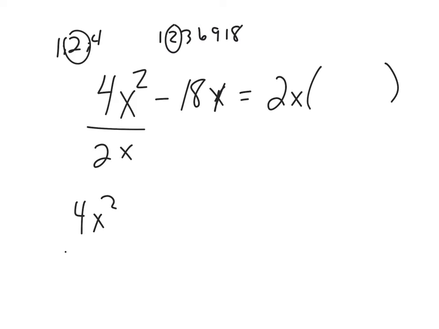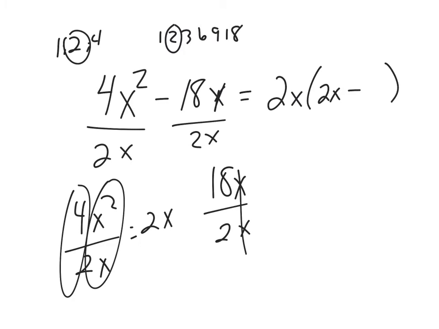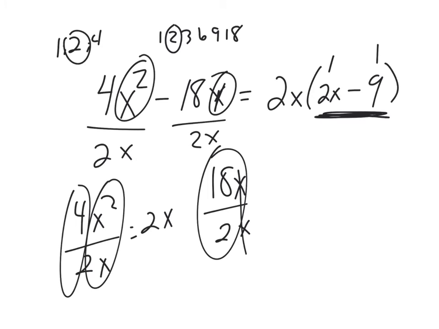4x squared over 2x: 4 divided by 2 is 2, and then x squared over x is x. Then I've got a minus sign, and then I take 18x divided by 2x. That's going to cancel, and 18 divided by 2 is 9. And again, look at this. Is there anything in common in 2 and 9? No. So I'm done.